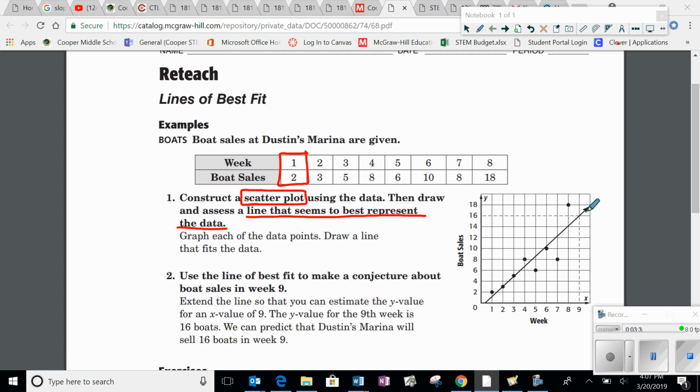So in this case, what they have drawn, we have 1, 2, 3 points above the line. We have 1, 2, 3 points below the line. And the line is going through 2 points. So now I have a line that best seems to represent the data.